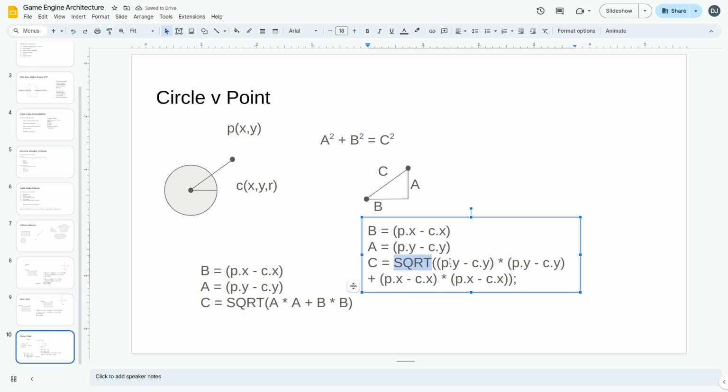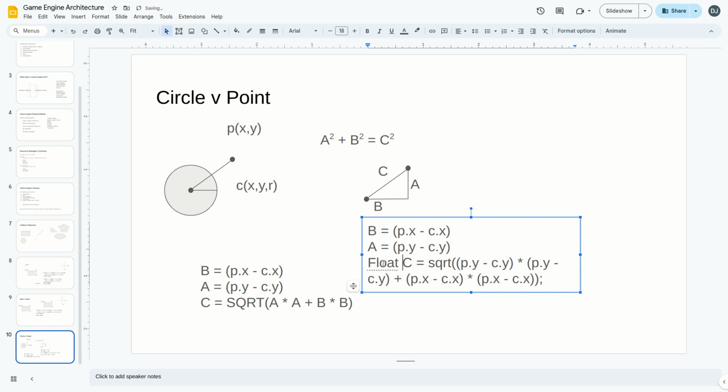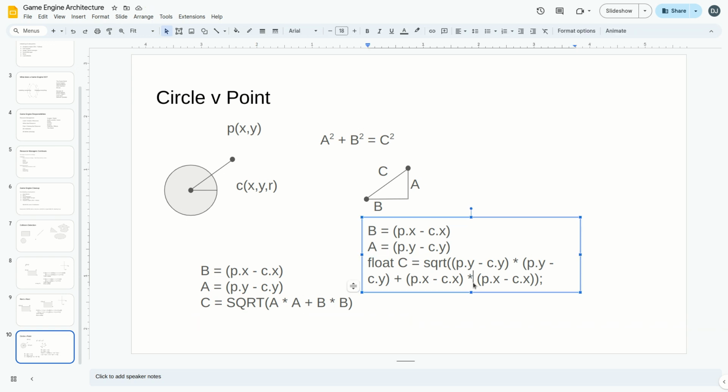And we would actually make this lowercase because that's the mathematical function that we would have in this. So we would have that to determine the distance between P.x and C.x. And then all we have to do for the question is to ask if C is less than or equal to C.r, collide. Or we can say if it's greater than, reject. And there we have it. That's how we would do that. All right, that's circle versus point.